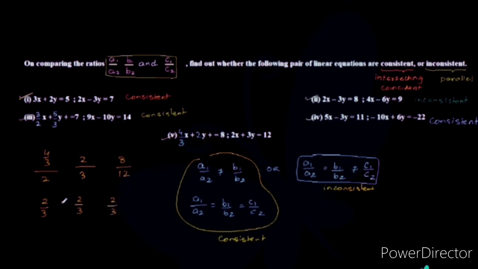Alright, we have all the three ratios equal to one another, and that only arises when you have lines coincident. I mean they are the same line. So yes guys, the last pair is also consistent. In other words, yes, it's solvable. Alright, I hope it's pretty clear for all the 5 pair of linear equations in 2 variables.